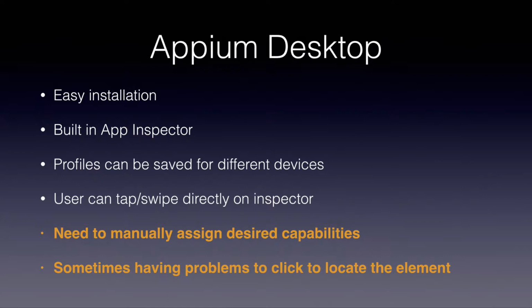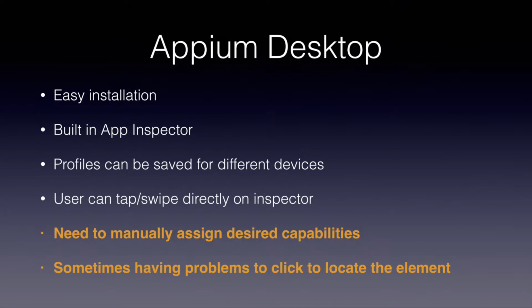And next one is APN Desktop. It has a very easy to use installation. On Mac OS you just need to drag and drop, so the installation will be finished. Okay, very easy. And also it's a built-in app inspector.